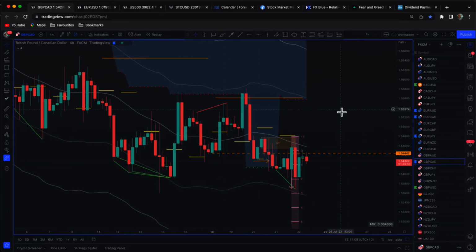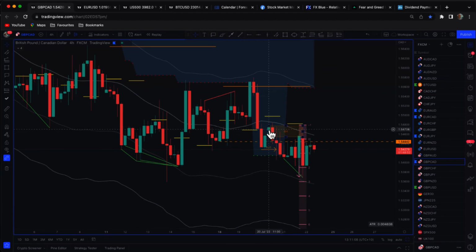This was an order block that I sent in. 4-hour order block here. See, we had this break of structure here to the downside. So I'm looking for the last green candle. Bearish break, so I'm looking for the last green candle.